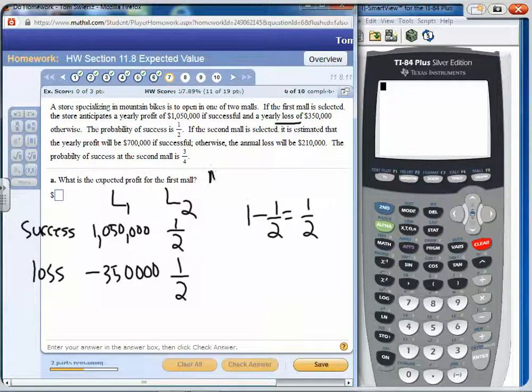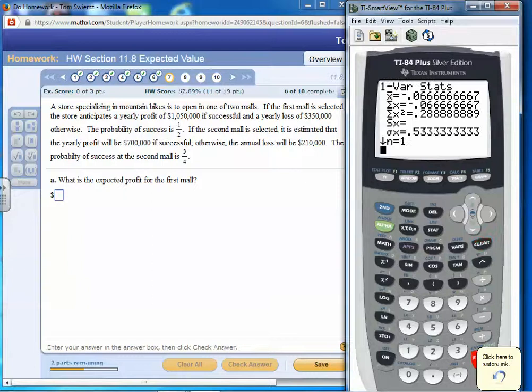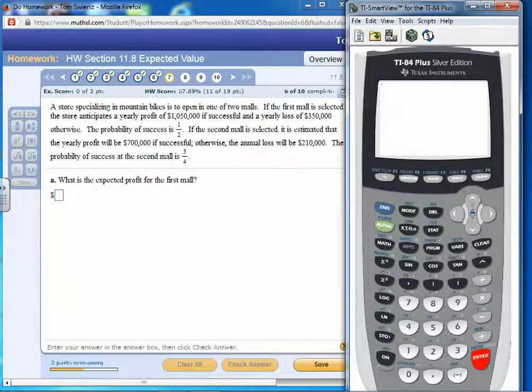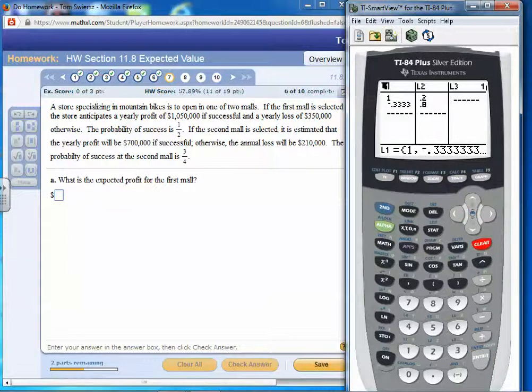Now this is for mall 1. We have to do one at a time, so we're going to go ahead and do mall 1. We're going to go to our stat key, clear, and go to edit. Again, we've got different values, so we're going to clear out L1 and clear out L2. The successful value is 1,050,000. And if it's not successful, it is going to be a negative. They're going to lose $350,000.